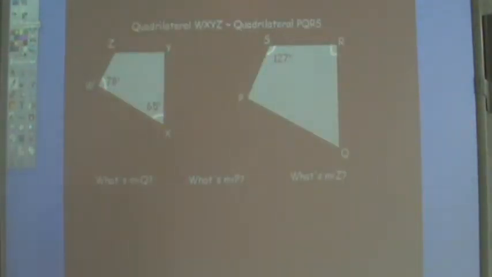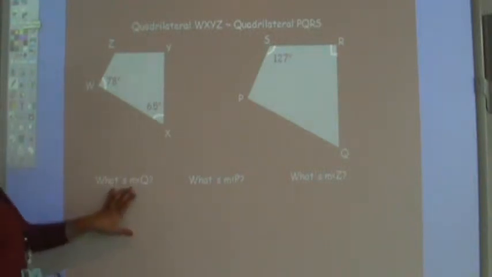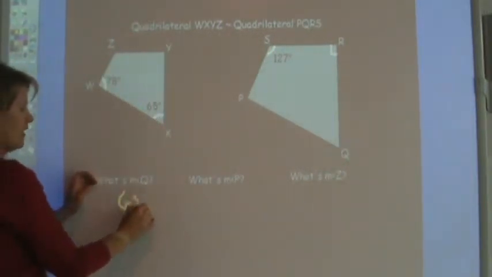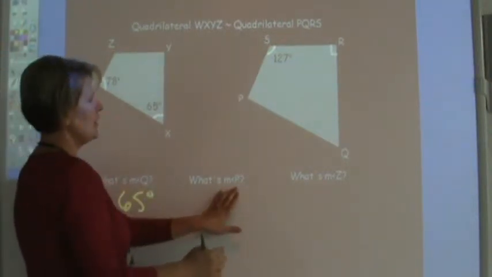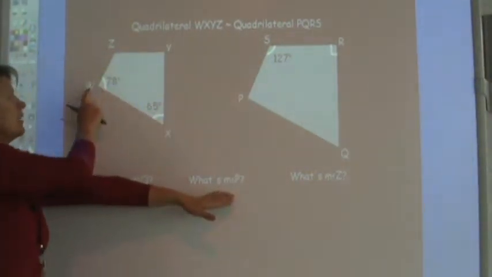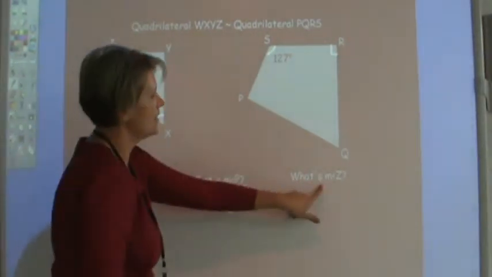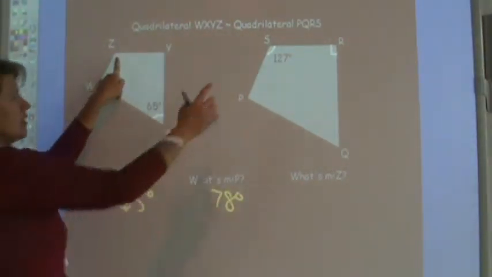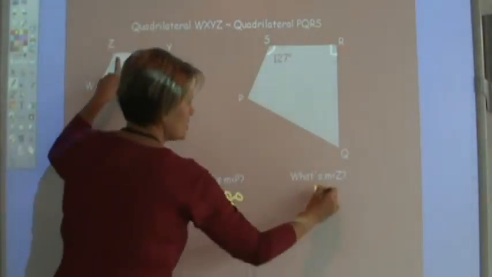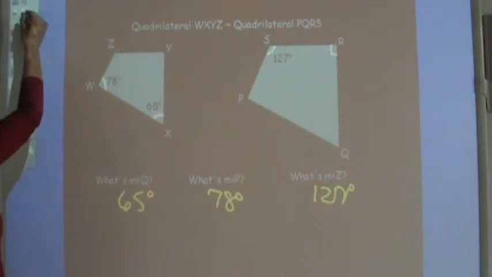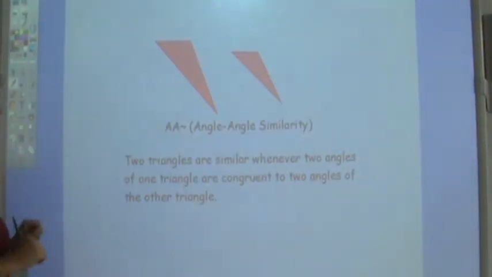In this one it says, what is the measure of angle Q? Well, angle Q corresponds with angle X, so it's going to be 65 degrees. Measure of angle P corresponds with angle W, so they're going to be the same, 78 degrees. And the measure of angle Z is right here. It's going to correspond with S, so it's 127 degrees. It's that simple. They're exactly the same for angles.